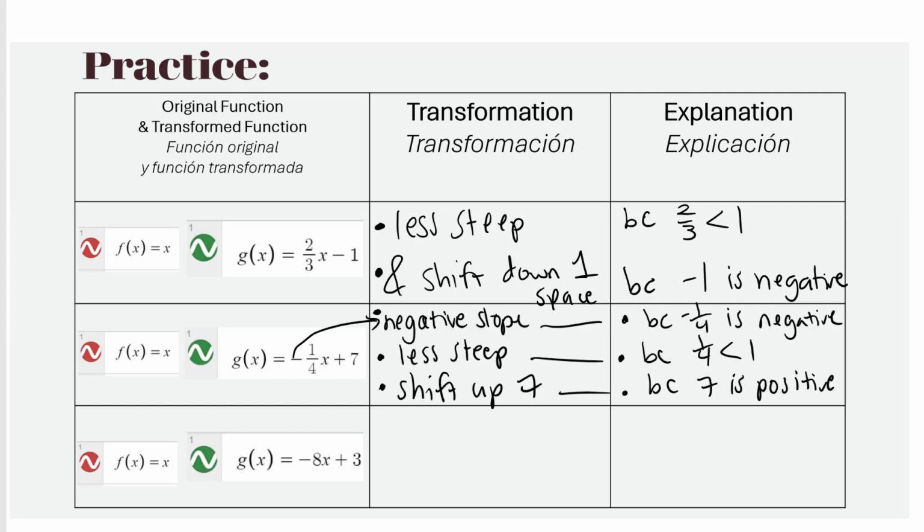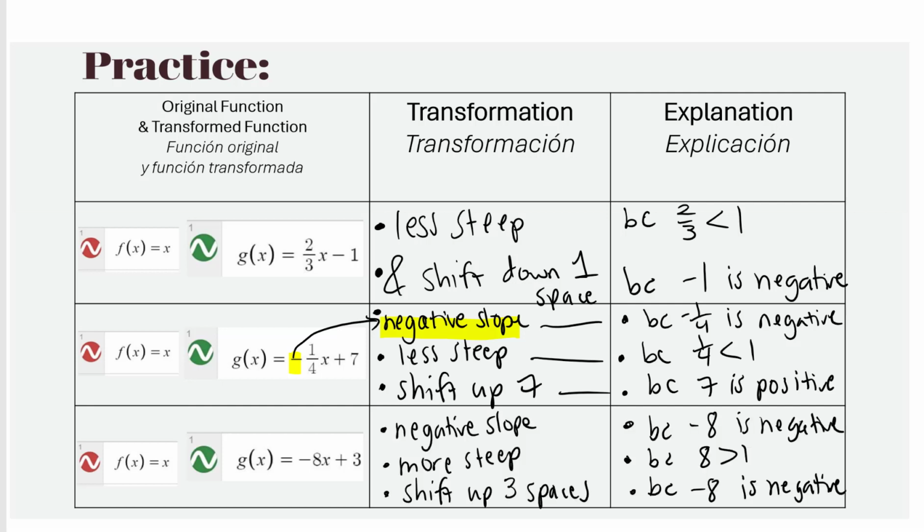The answer for the first one is, the transformations are, it's negative slope because there's a negative in front, because -1/4 is negative. It is less steep because 1/4 is less than 1, and you shift up 7 spaces because 7 is positive. Here's the answer to the last practice problem.